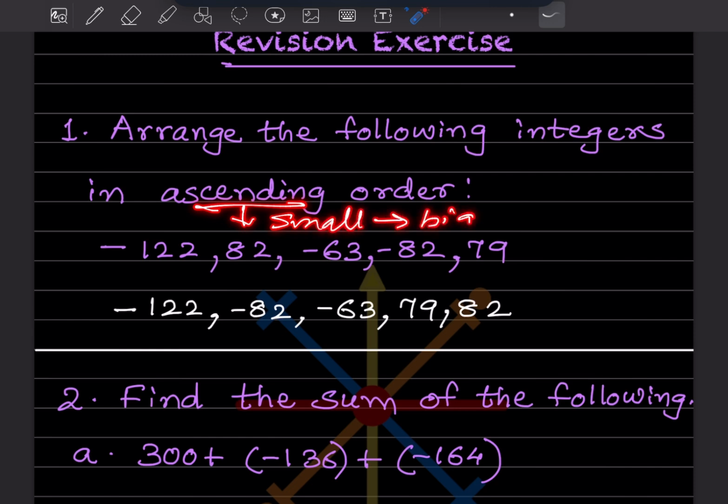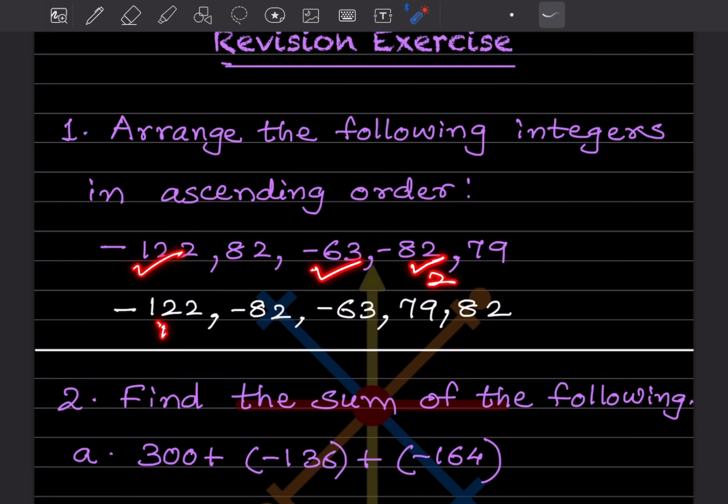So now let us see here. This will be first. Then comes here minus 82, minus 63. This is first, second, third, then fourth, and this is fifth. So this is the answer.